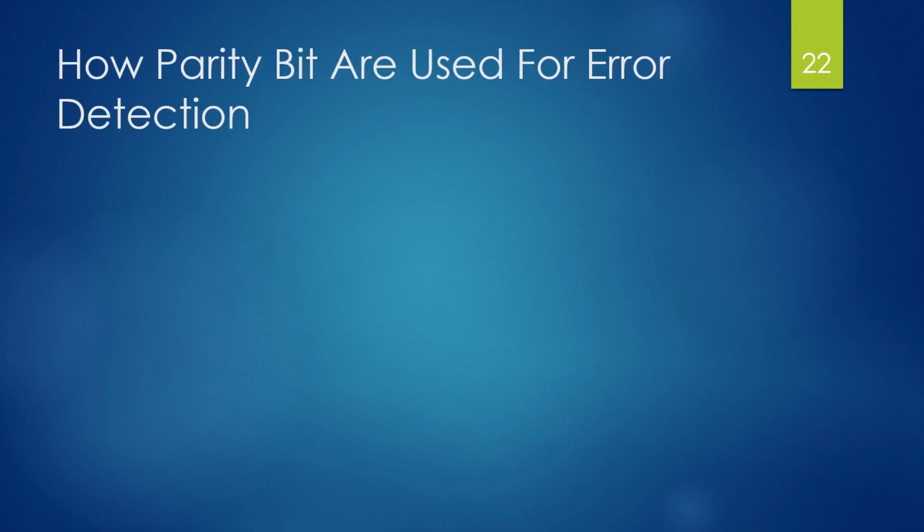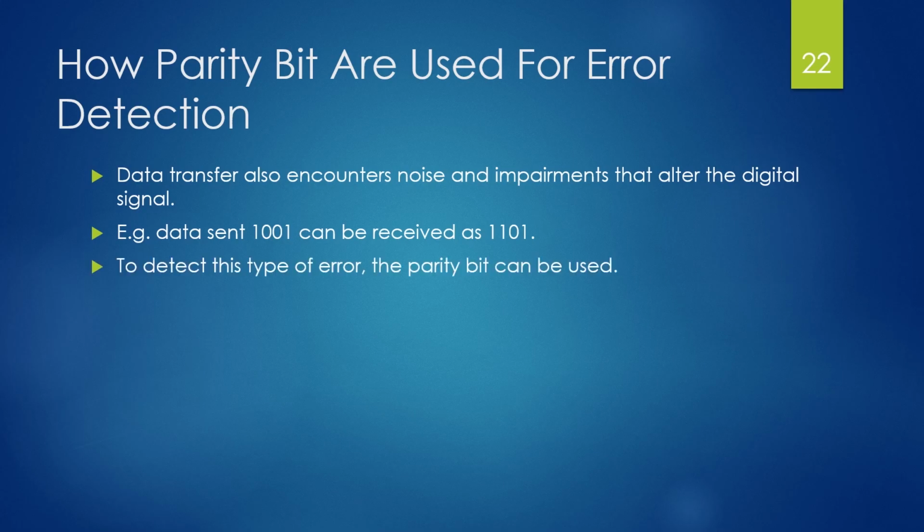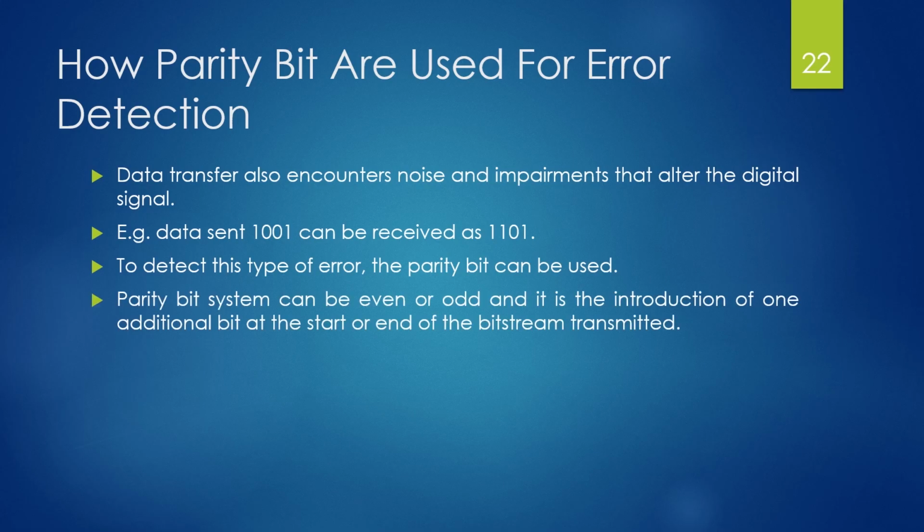How parity bits are used for error detection. Data transfer also encounters noise and impairments that alter the digital signal. For example, data sent as 1001 can be received as 1101. So to detect this type of error, the parity bit can be used. The parity bit system can be even or odd, and it is the introduction of one additional bit at the start or end of the bit stream transmitted.